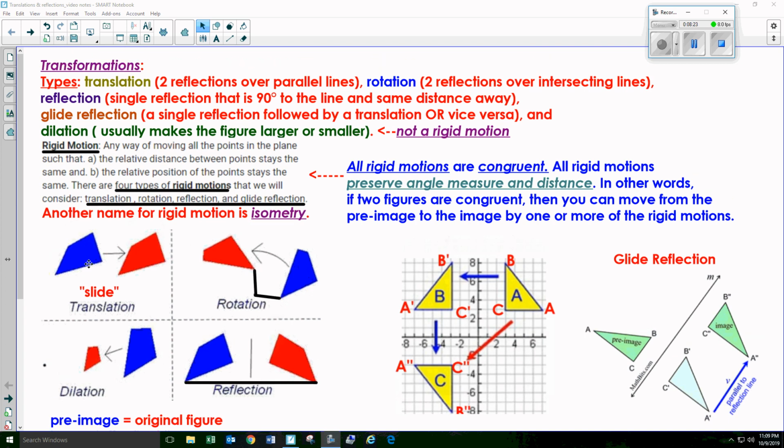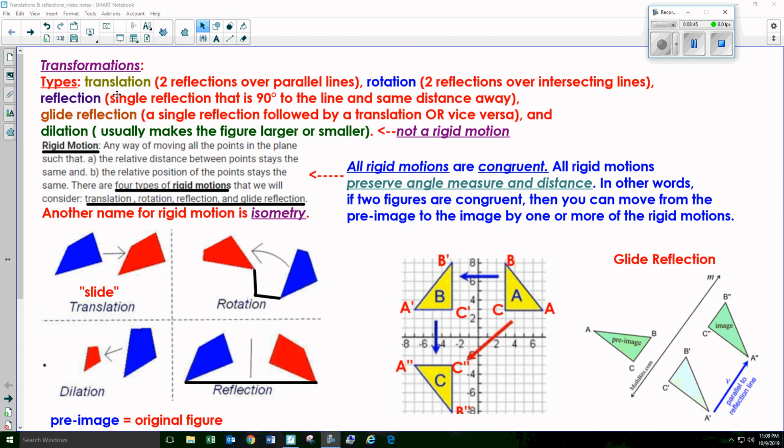Okay, so now let's talk about these definitions here, and then we're going to focus today on translations and reflections. Next class, rotations and possibly dilations, depending on if I can fit that in there. I'll try to do both together. If not, one and then the other.